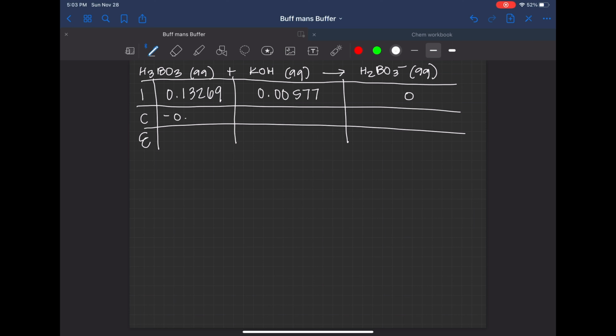And then we're going to subtract 0.00577 from the boric acid concentration. We're going to do the same, subtract it from the potassium hydroxide concentration, and add it to the dihydrogen borate, which is going to be 0.00577. As you can see here, our limiting reactant is the potassium hydroxide. Once we subtract those values, we get 0.126923. We're going to get 0 for the potassium hydroxide, and we're going to get 0.00577 for the dihydrogen borate, because you add it to 0, obviously.